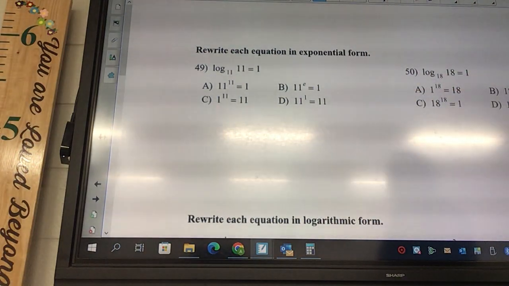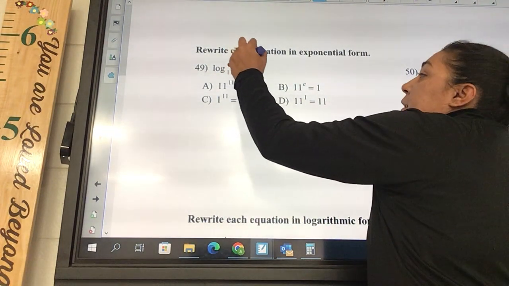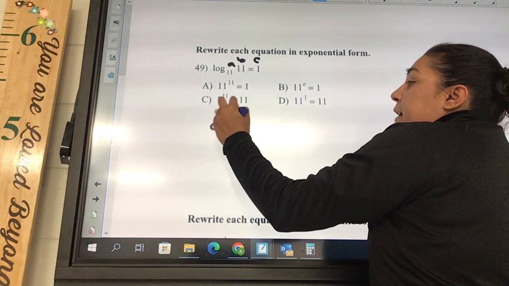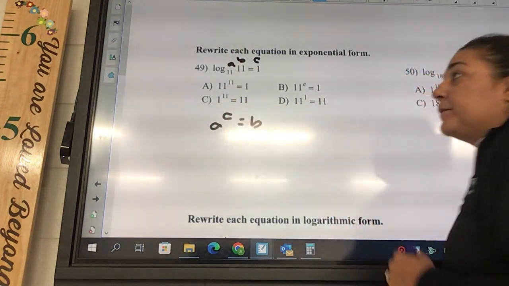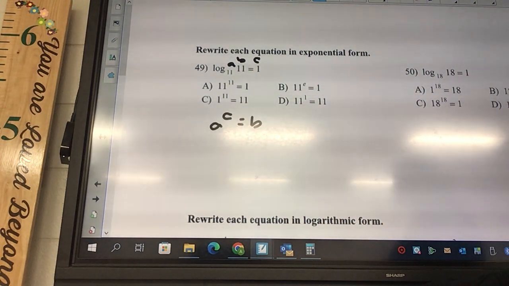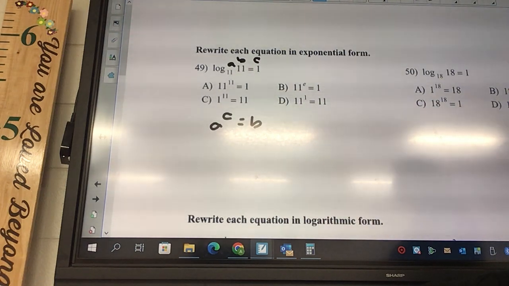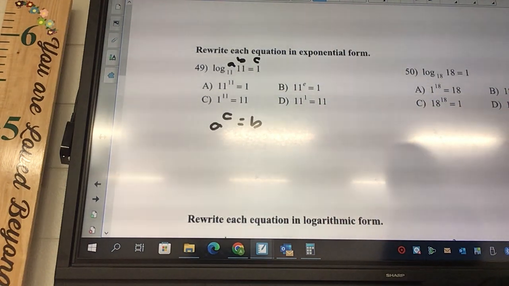Okay, 11, rewrite the log in exponential form. So this is A, B, C, and we need it in A, C equals B. Okay, so what one is that? 11 to the 1 equals 11, so it's going to be D.